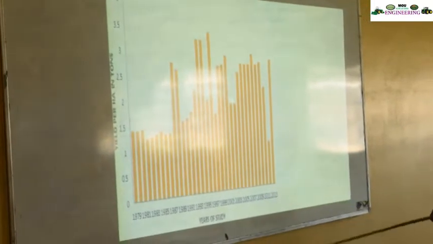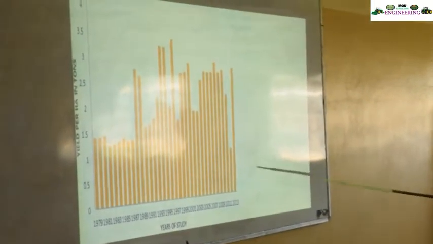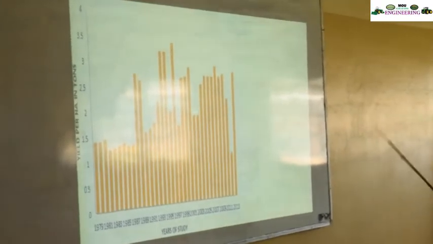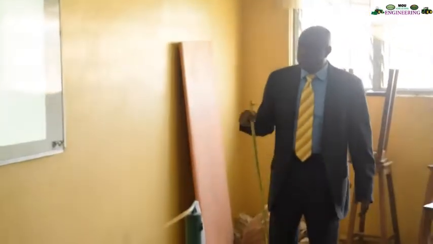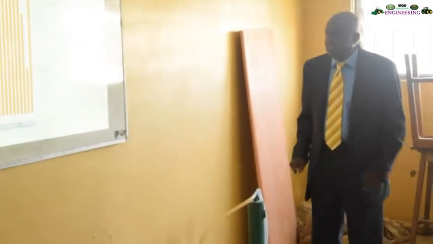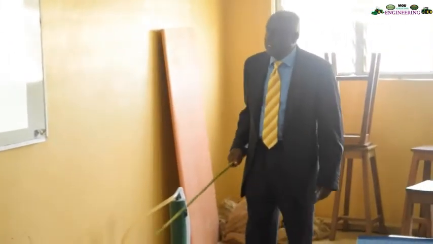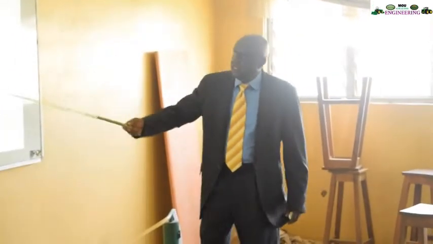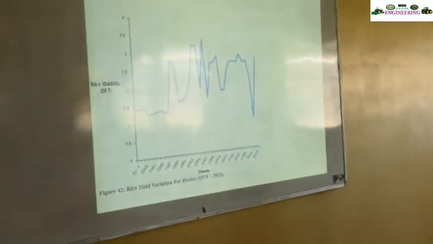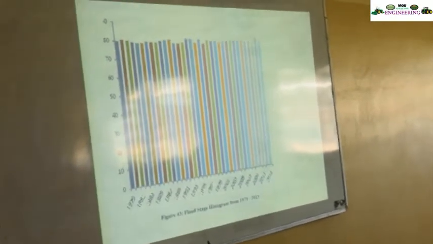These are the years of study, and then the yield is shown by the rice yield. I've chosen rice yield in this study because it's predominantly what is produced in the floodplain of the Benue River. It's a graph showing the yield as it varies. It shows the highest at about 1999, and the lowest is in 2012. The flood stage histogram is shown.